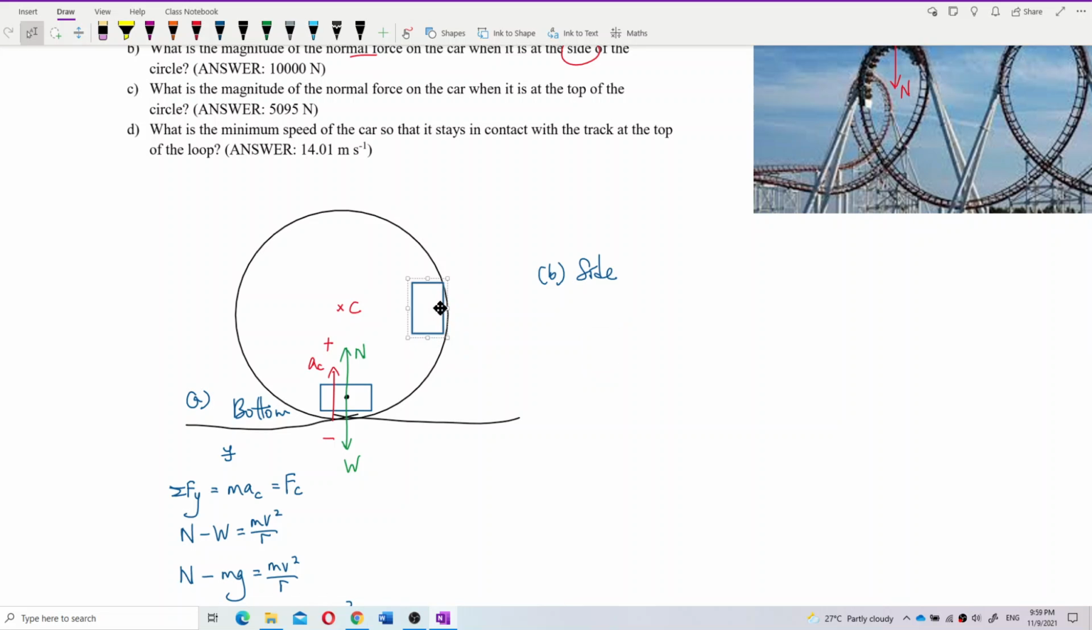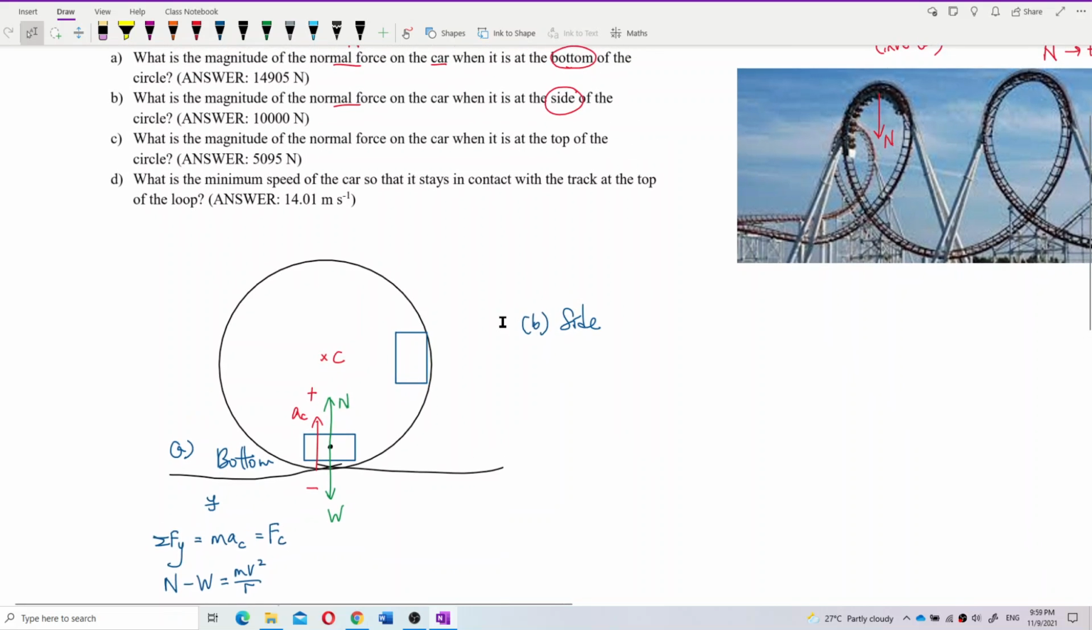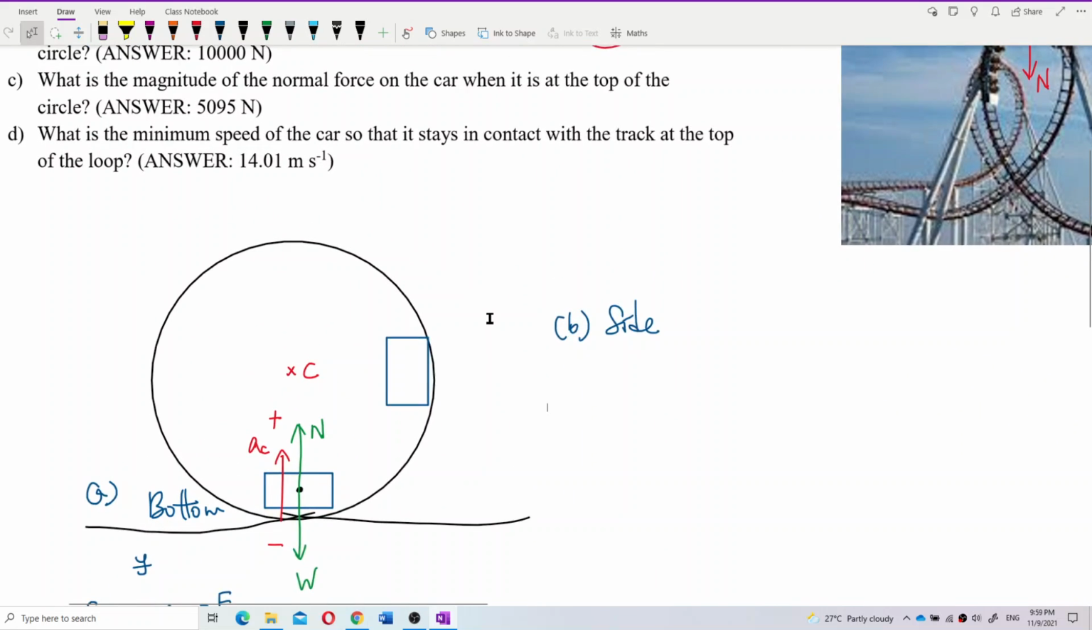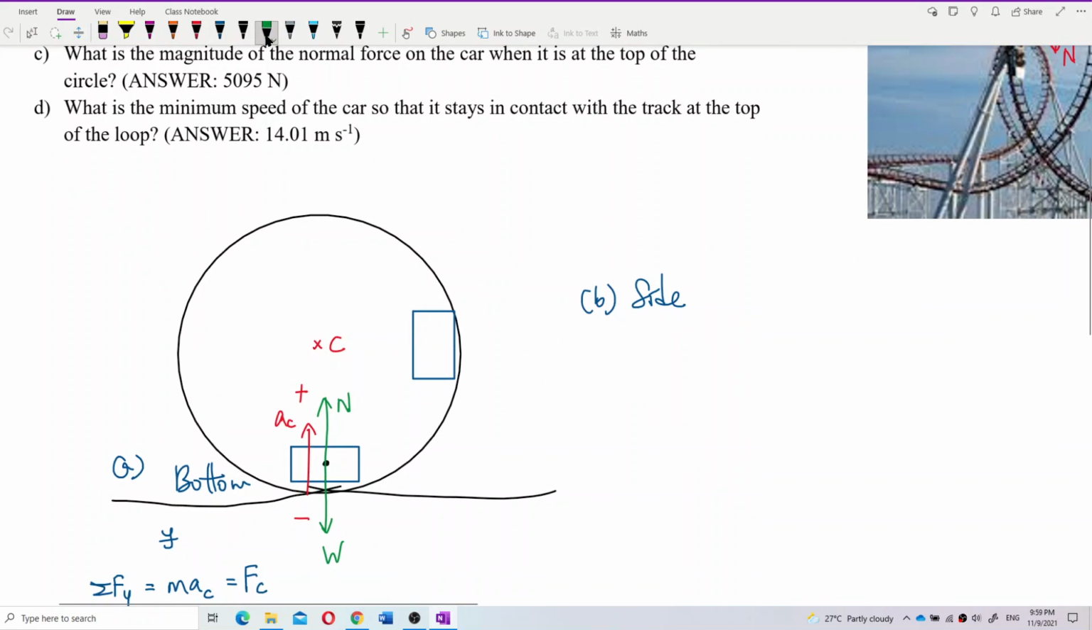Okay, over here at the side. Let's draw the free body diagram first at the side. What forces do we have on the side? This is the point mass. The normal force: you see this track over here? This whole thing is the track.